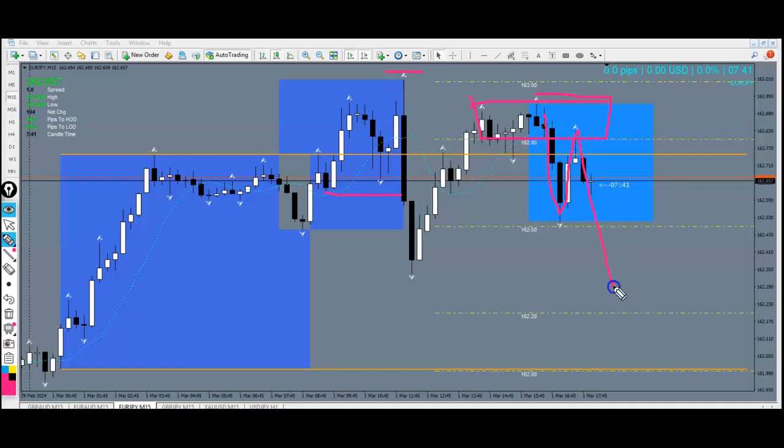This is a pullback, expecting it to continue going down and make these lows. That's where your ultimate target should be. But let's see what price will do. It's the weekend now, so I don't think price will do a lot.